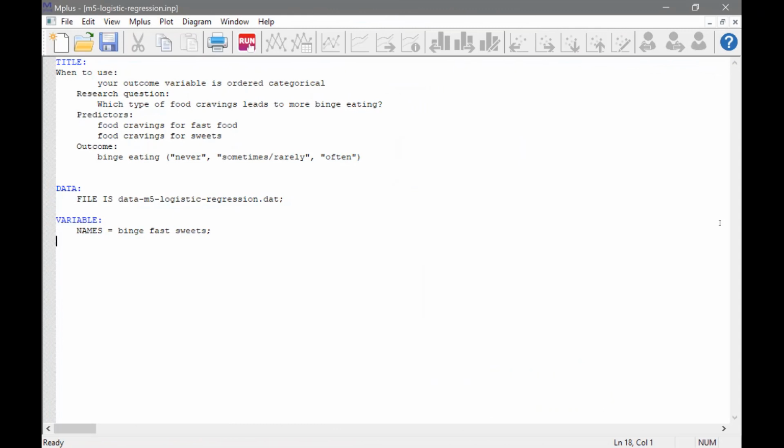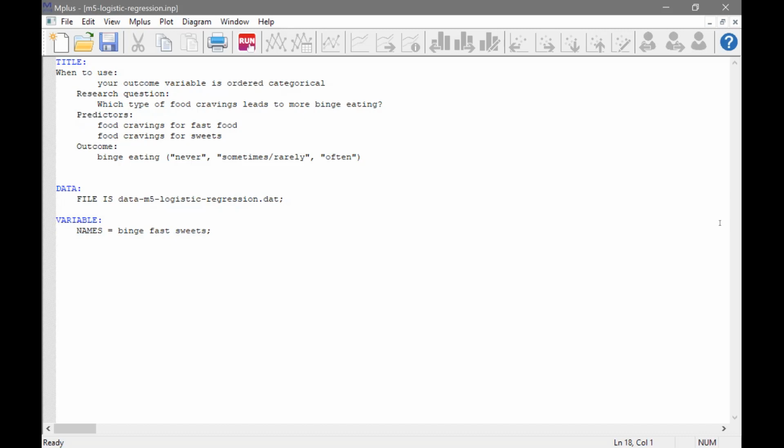Now, you would use a logistic regression when your outcome variable is ordered and categorical. So in this case, our research question was, which type of food cravings leads to more binge eating? And we had two predictors, food cravings for fast food and food cravings for sweets. The outcome variable was binge eating on a 3-point scale: never, sometimes or rarely, and often.